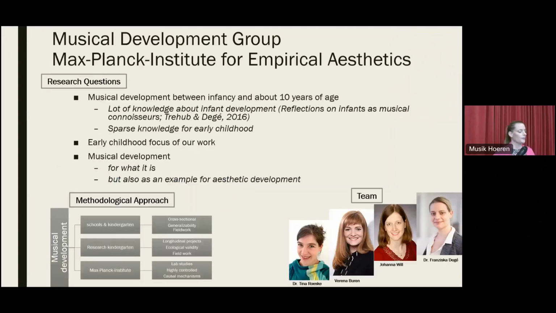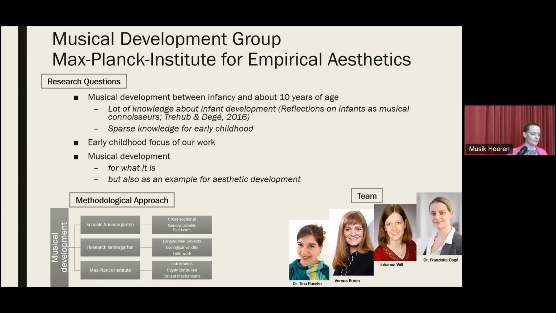Our group is new at the Max Planck Institute, so I take a few seconds to introduce it. We are interested in musical development. We focus on development in early childhood because there is a lack of knowledge for that particular age group. And I think there's not much musical development research going on in Germany. Actually, I'm not aware of any other groups doing a lot of developmental work over here in Germany. There's much going on in Canada, in North America, and so on, but it's exotic here. So I'm very happy that we have the chance to work on it.